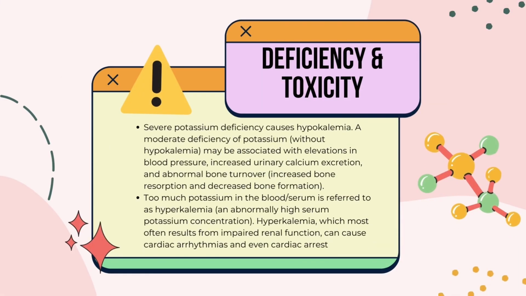Severe potassium deficiency causes hypokalemia. A moderate deficiency of potassium without hypokalemia may be associated with elevation in blood pressure, increased urinary calcium excretion, and abnormal bone turnover, or increased bone resorption and decreased bone formation. Too much potassium in the blood or serum is referred to as hyperkalemia, or an abnormally high serum potassium concentration. Hyperkalemia, which most often results from impaired renal function, can cause cardiac arrhythmias and even cardiac arrest.